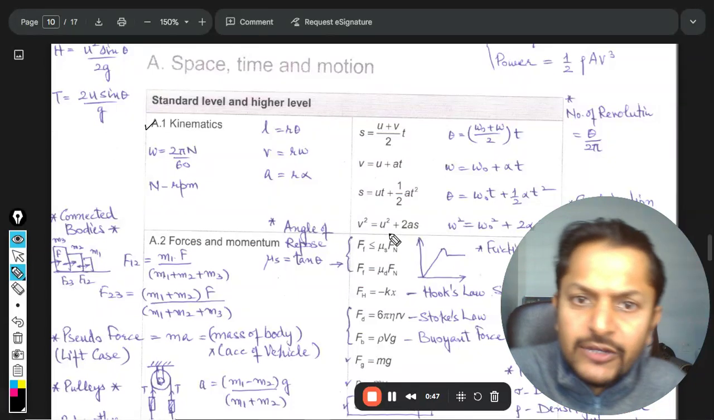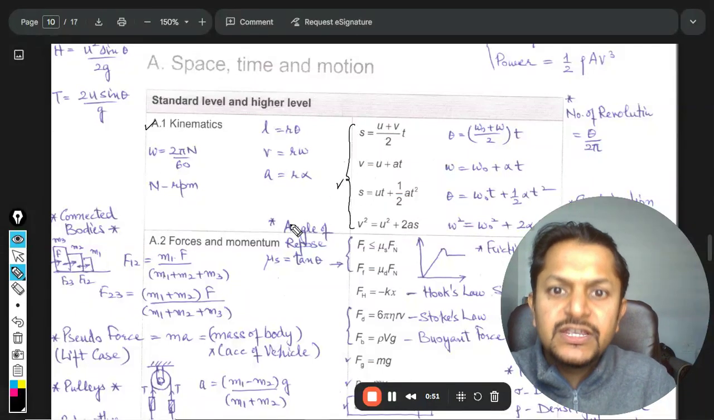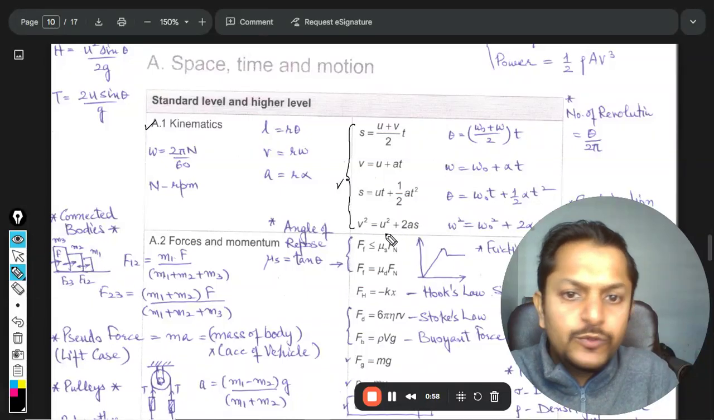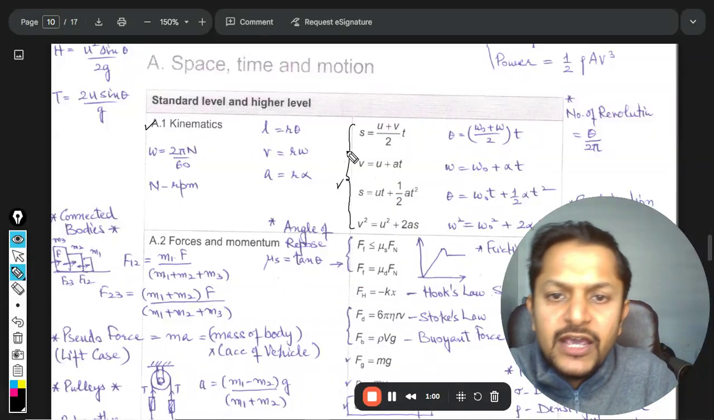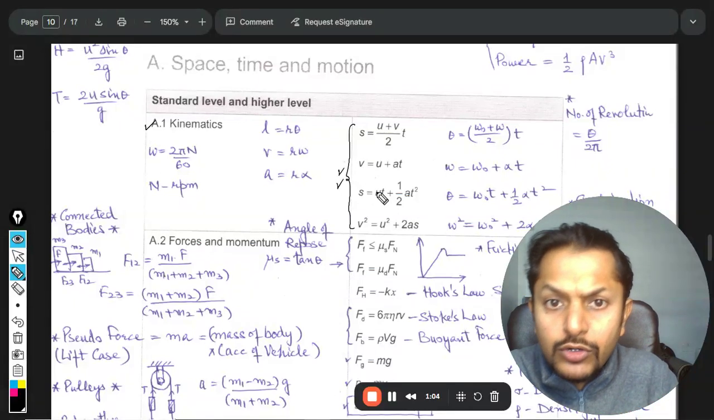So what are the formulas that you are getting here? Only and only these SUVAT equations have been given here. So s is equal to (u plus v)/2 into t, v is equal to u plus at, and v square is equal to u square plus 2as. This is all given here, but not more than this.